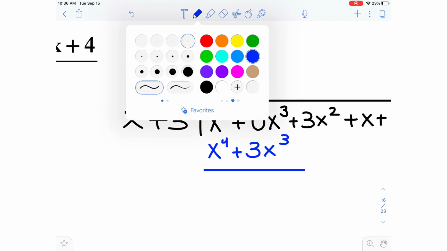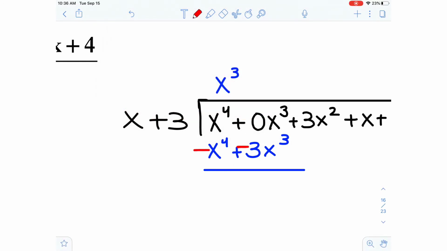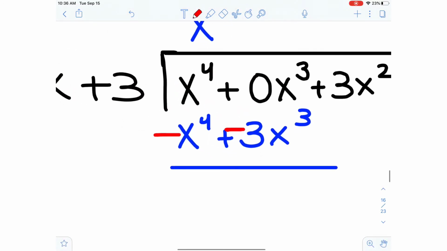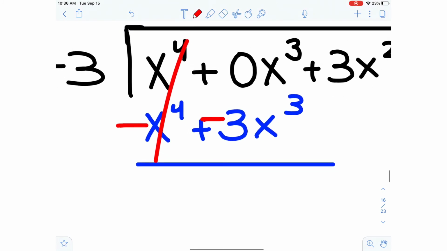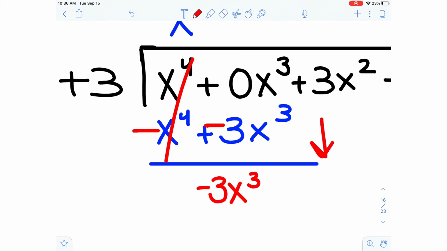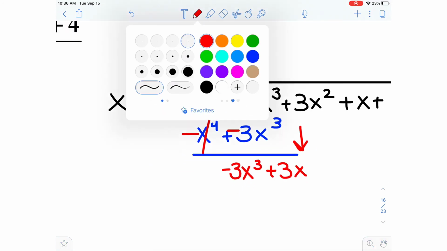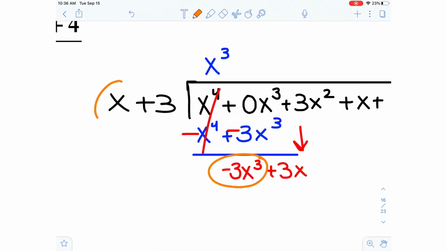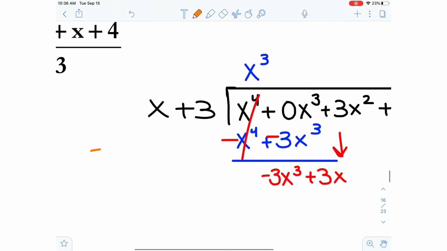So I'm subtracting, but I'm subtracting everything. So I have to distribute the negative. Change both signs. If I do everything right, the first part should cancel. 0 minus 3 is negative 3x cubed. Drop down the 3x squared, and let's do it again. Negative 3x cubed over x. What happens? The bottom x cancels. We reduce the degree by 1. So it's negative 3x squared.